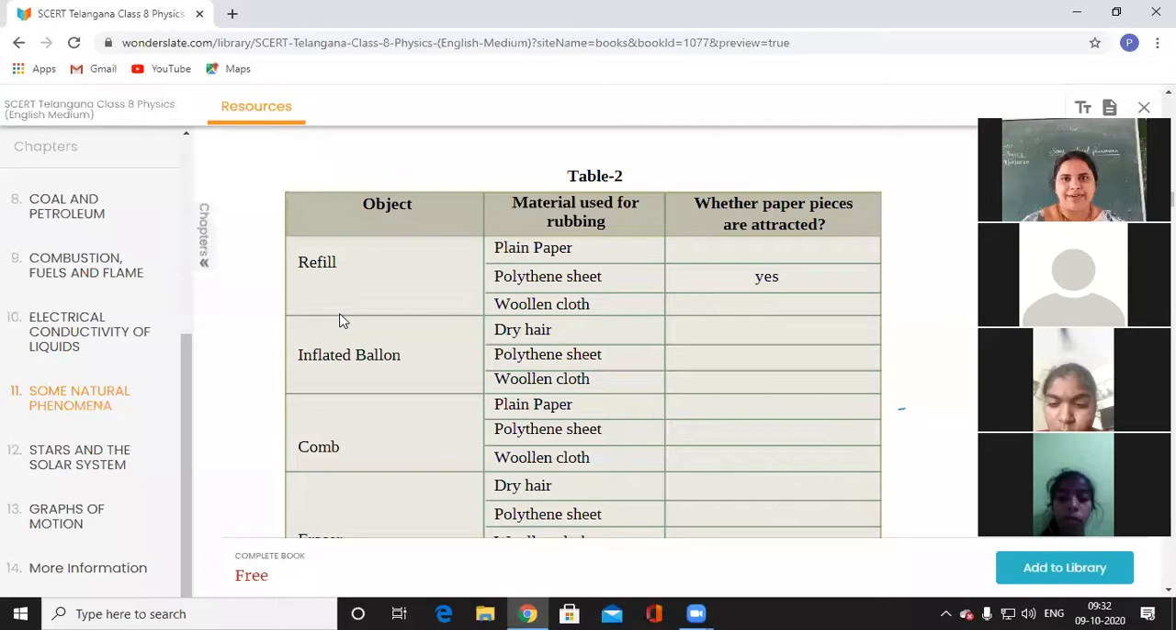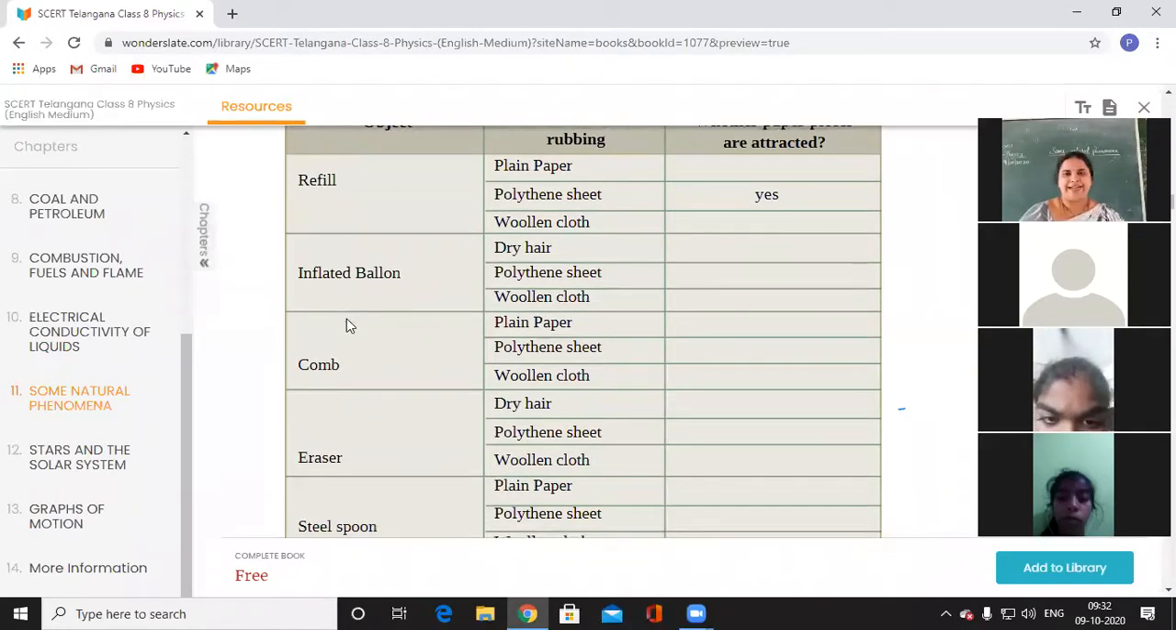Okay. Next, polythene sheet. When you use the polythene sheet to rub the refill, after rubbing, when you bring the refill near the pieces of paper, the pieces of paper get attracted. So you write there, yes. Next, after rubbing with woolen cloth, do the pieces of paper get attracted? Yes. The answer is yes. Only for plain paper, it is no. When you rub with the plain paper, the refill does not get charged up. Next, we'll go on to the inflated balloon.